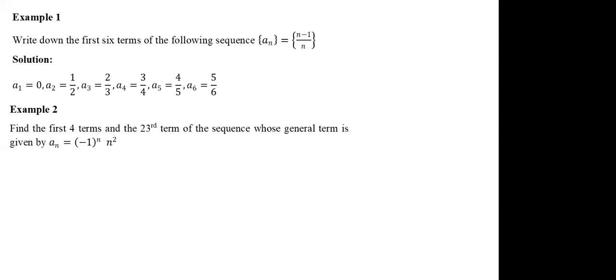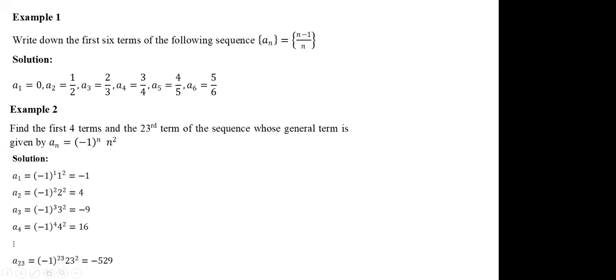And that is how to generate a sequence from a given function. Now, let's look at my own solution. Look at the solution now. A1 is minus 1, A2 is 4, A3 is minus 9, A4 is 16, and the 23rd term is minus 529.